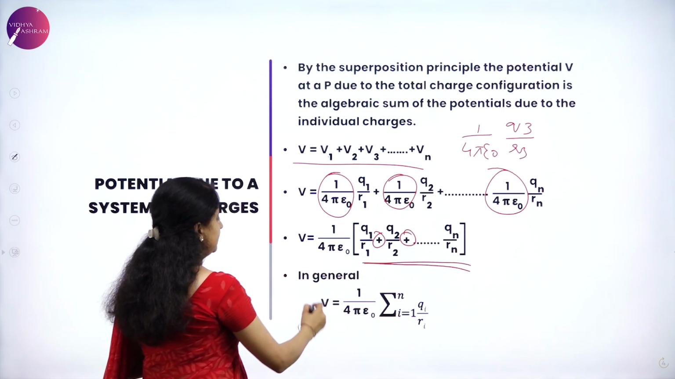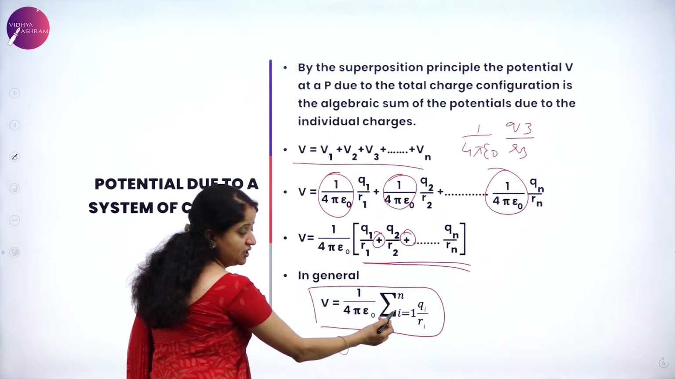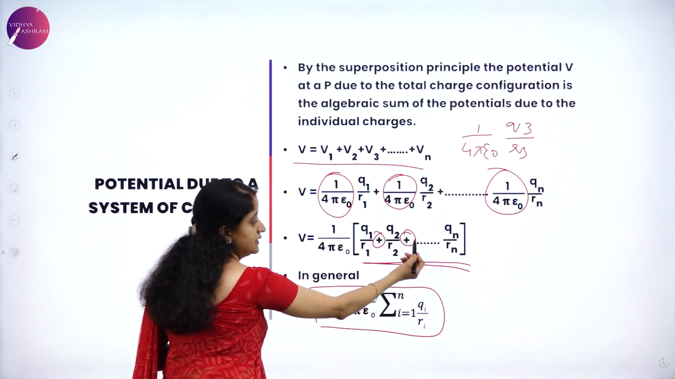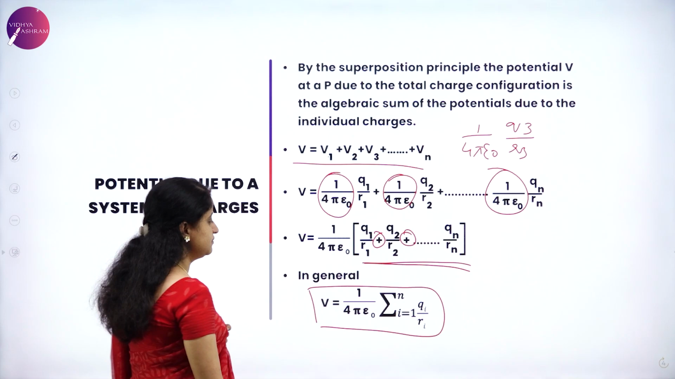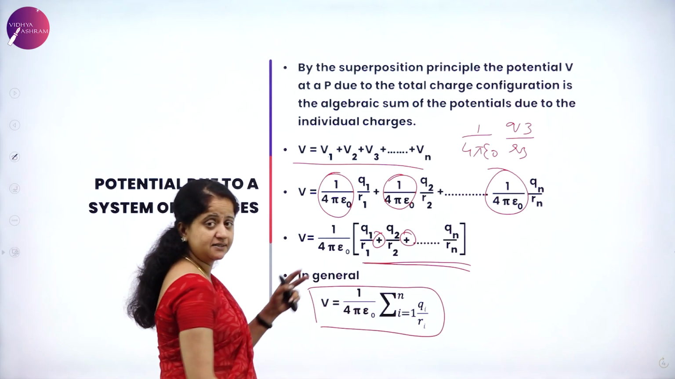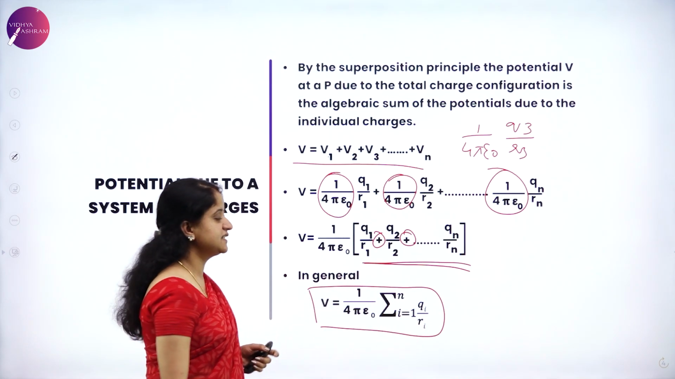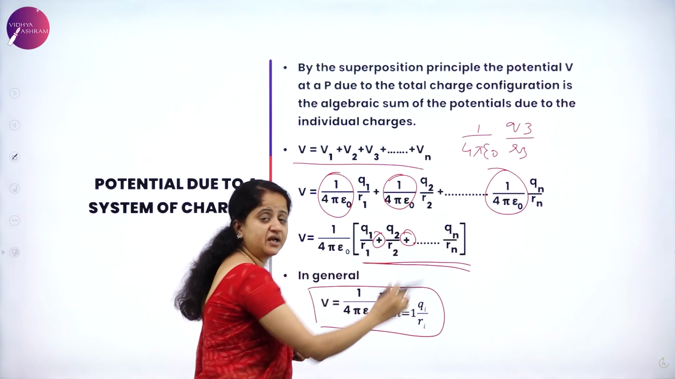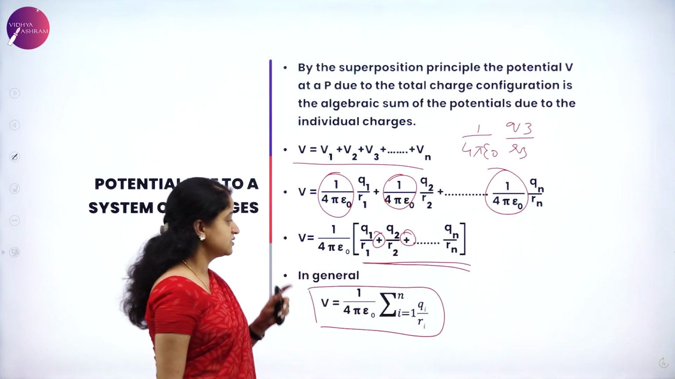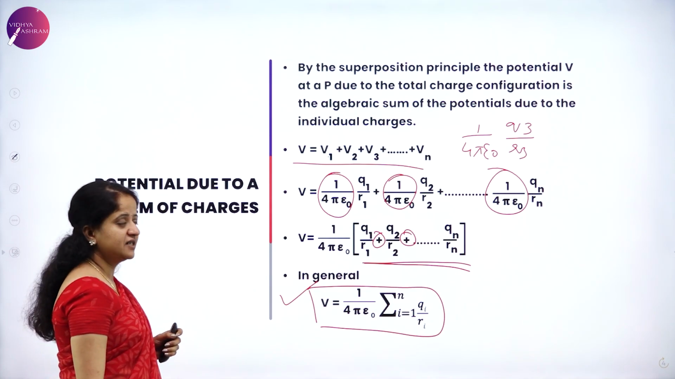So we can write in general V is equal to 1 by 4 pi epsilon naught summation of, since we are doing the sum of all these terms, summation of i is equal to 1 to n. These are the limits. Qi divided by Ri, where i is any integer. I can give the values like 1, 2, 3 and 4 up to n numbers. So this is the expression for the potential due to a system of charges.